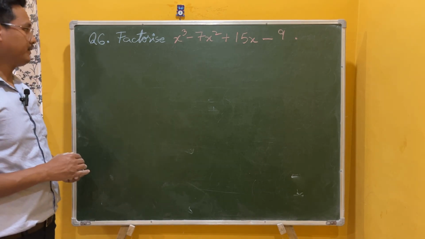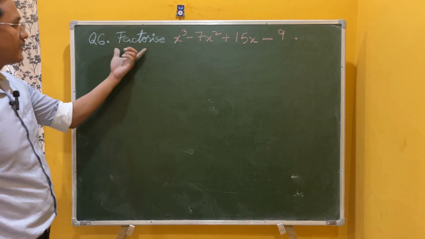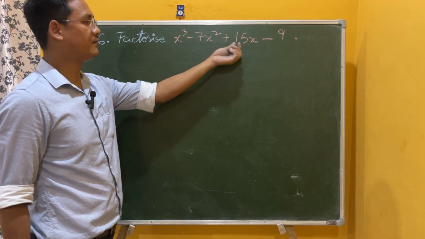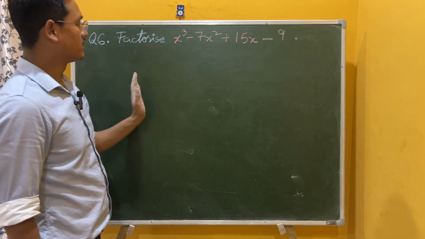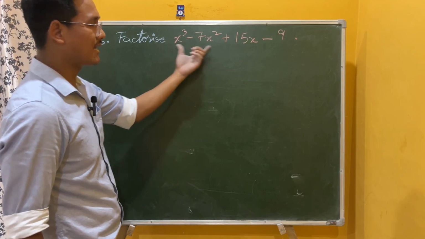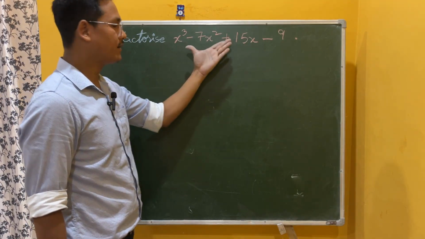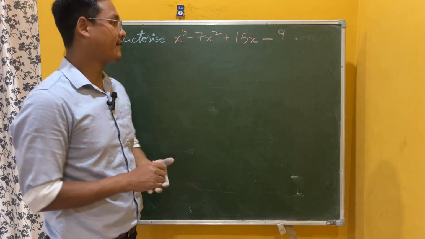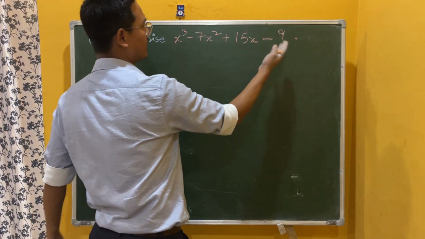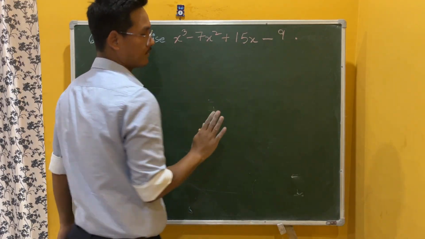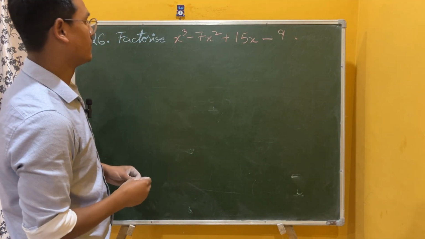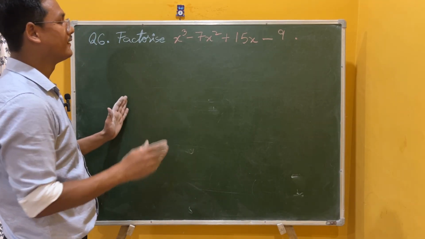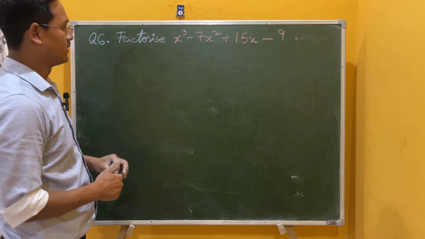Alright, we have this question. Factorize the expression x cube minus 7x square plus 15x minus 9. So you'll have to show that this expression, this algebraic expression or a polynomial, is a product of factors. Like this has to be equal to something into something into something. So from where will you start? You don't know even one factor.